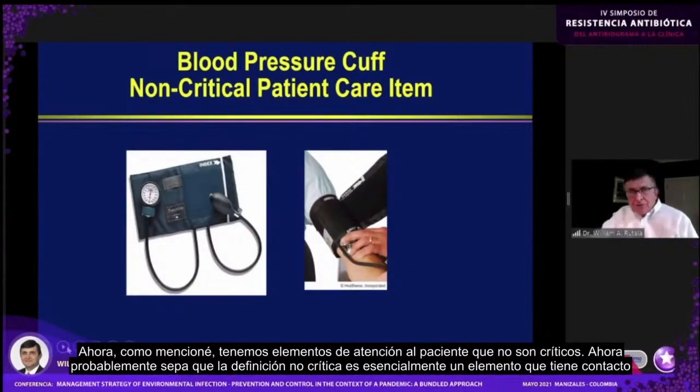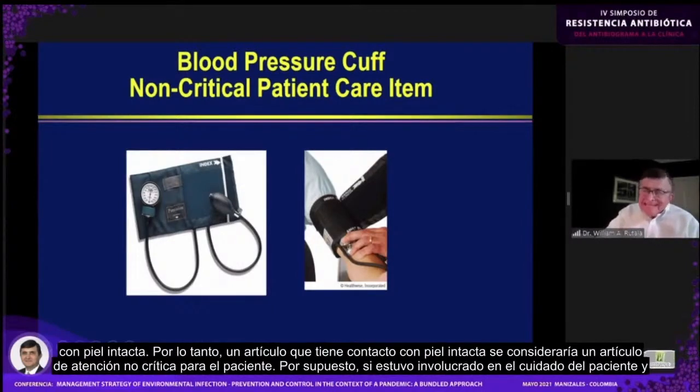Now, as I alluded to, we have non-critical patient care items. You probably know the definition of non-critical. It's essentially an item that has contact with intact skin. So an item that has contact with intact skin would be considered a non-critical patient care item, of course, if it was involved in patient care.